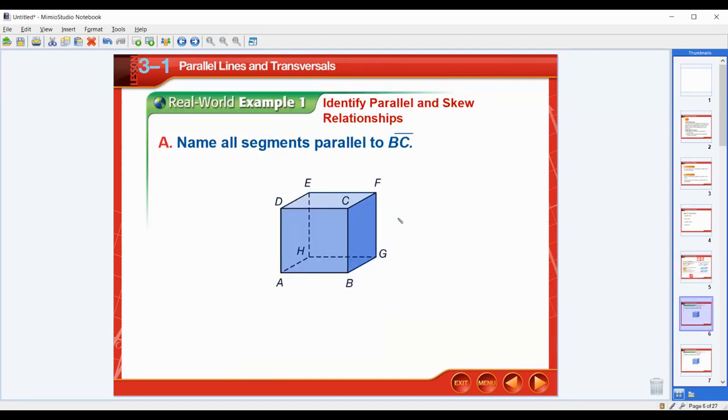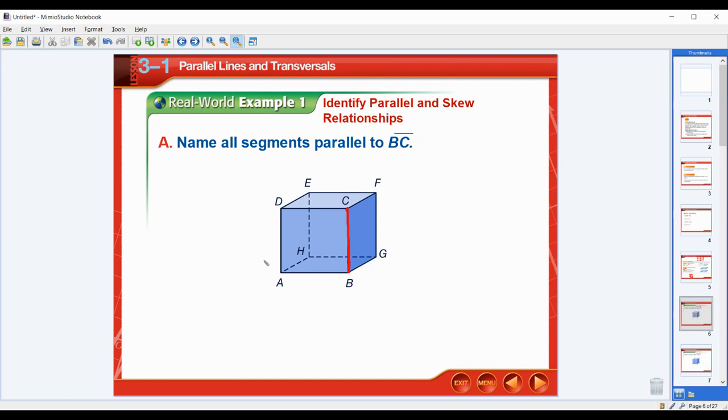So let's get an example here. First off, name all segments parallel to BC. I'm going to outline BC for us here. BC is this line that goes straight up and down. We're looking for anything that's parallel to it, so something else that also goes straight up and down and never intersects.